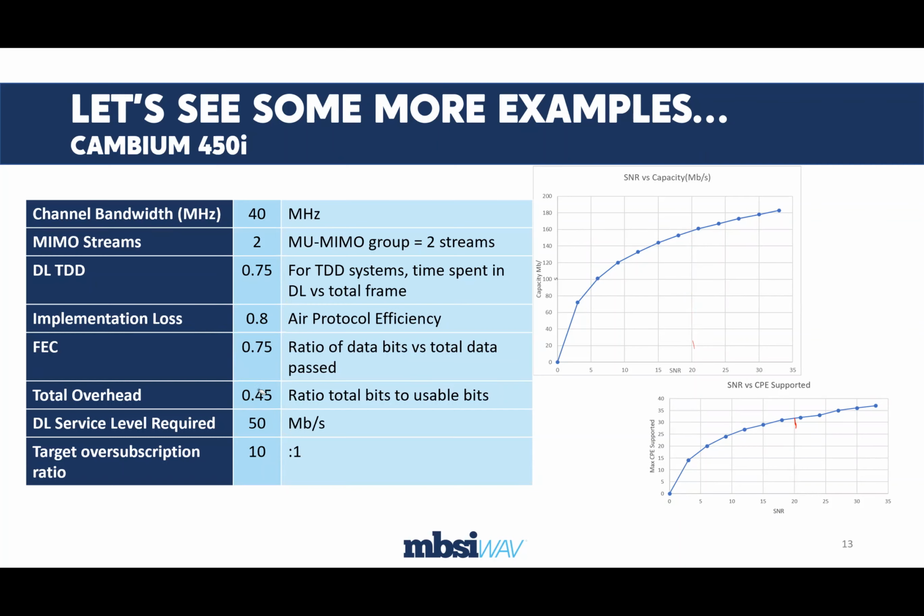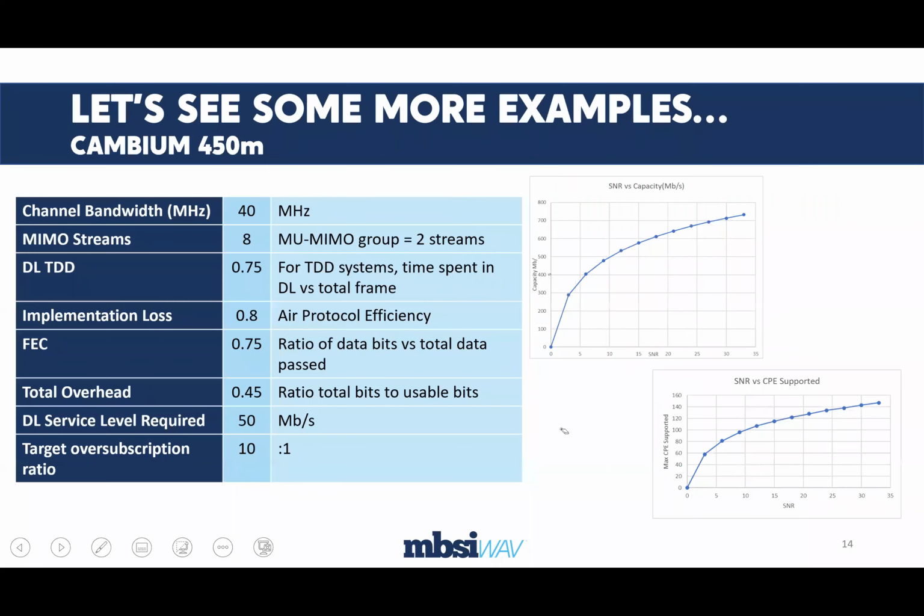All right. Let's look at another example. There's a 450M. All right. So now we've got MU MIMO that's come into this. And so we've got these MU MIMO groups. So we've got two streams, and we've got these MU MIMO groups. So I'm going to make the assumption that I've got 4 groups that my CPE are grouped into. So therefore, I have 8 MIMO streams in this system. And again, I'll use the same efficiencies because those are kind of standard stuff. And at the 50 megabit service.